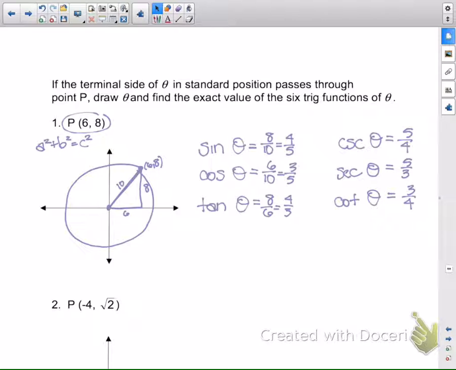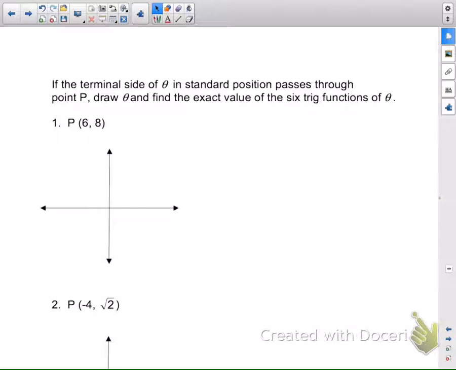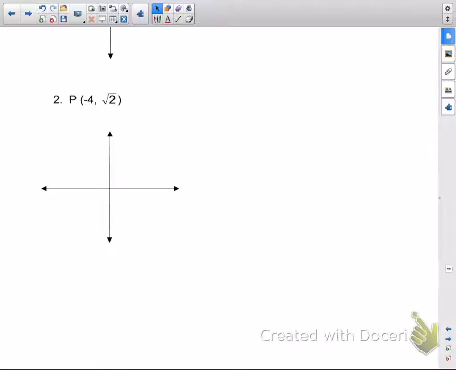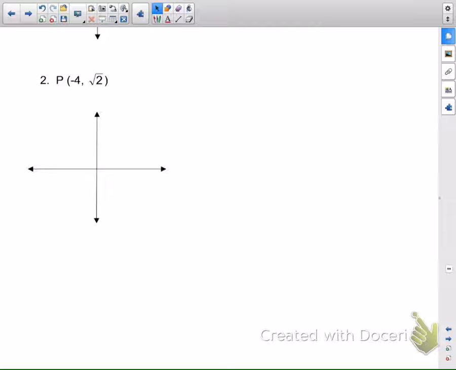In number 2, we are given a little bit different information, and the reason we want to deal with this one is because of the square roots. We have a lot of square roots when it comes to the unit circle, so we need to practice dealing with them. First off, these are sketches. They are not specific drawings.